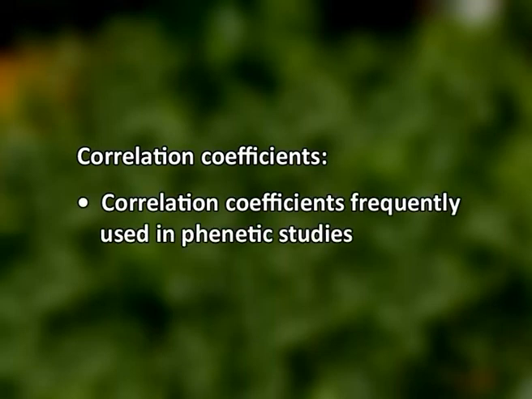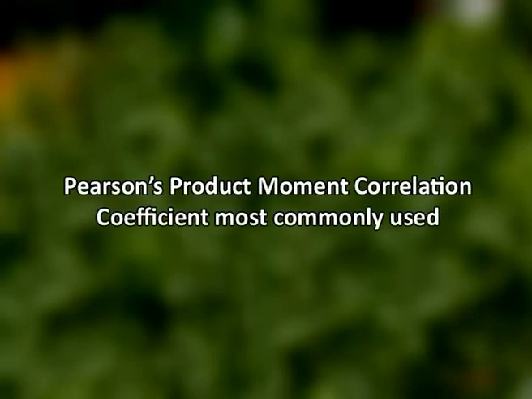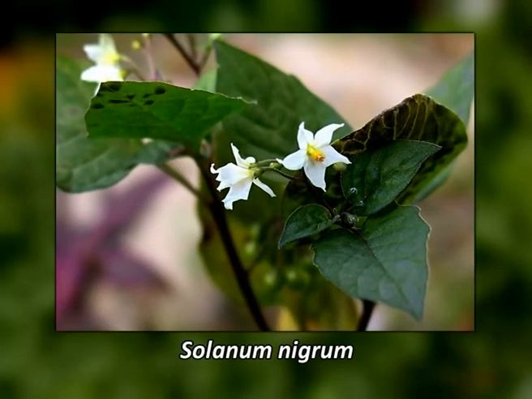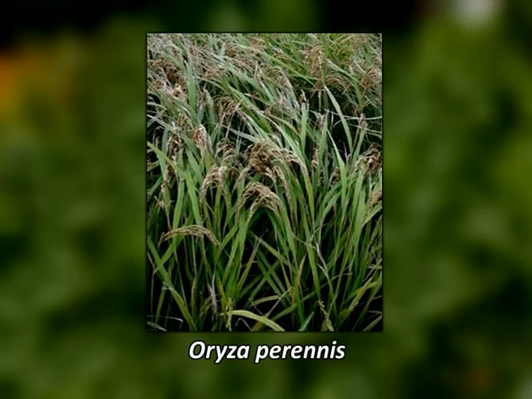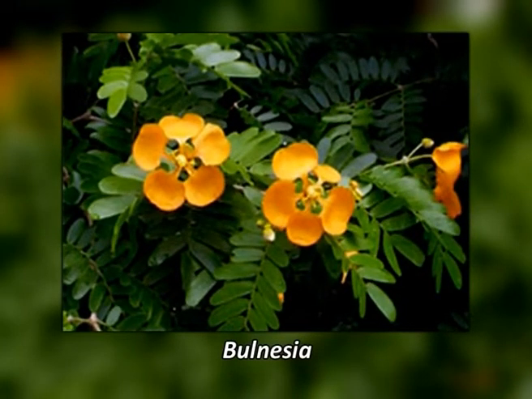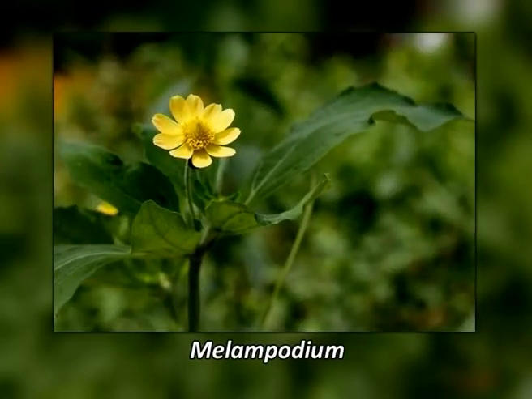Now, the correlation coefficients. Correlation coefficients are frequently used in phenetic studies. Pearson's product moment correlation coefficient is the most commonly used one. This correlation measure was used by Michener and Sokal in 1957 for taxonomic purpose for the first time, and subsequently it was used in many plant complexes like Solanum nigrum complex from Solanaceae family, and in the study of Oryza perennis from Pinaceae, Pulnacea from Zygophyllaceae, and Melampodium from Asteraceae.